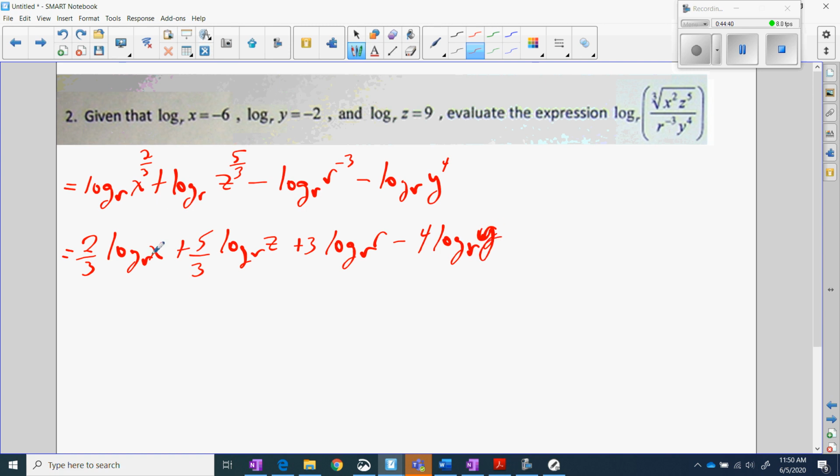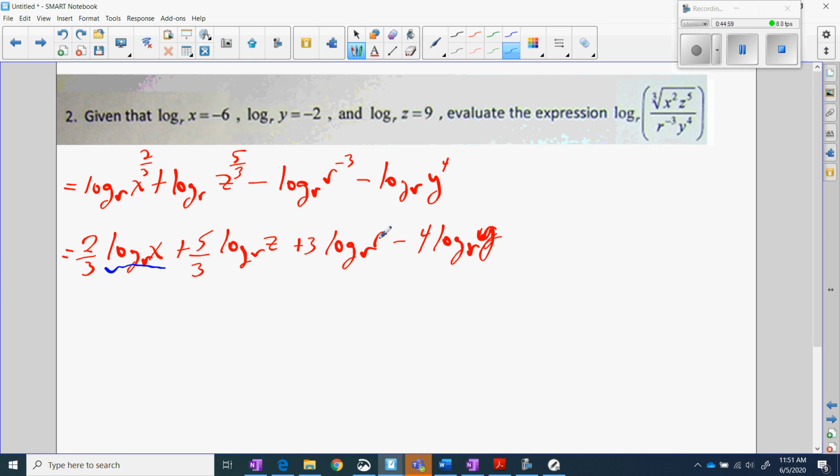The log of x to base r, I'm going to replace it with what it's equal to, negative 6. So I'll just underline those. See this here? Log of x to base r. It says right here, log of x to base r, you can replace with that number. So I'm going to put negative 6 in there instead of that. The log of z to base r, I'm going to replace that with the number 9.